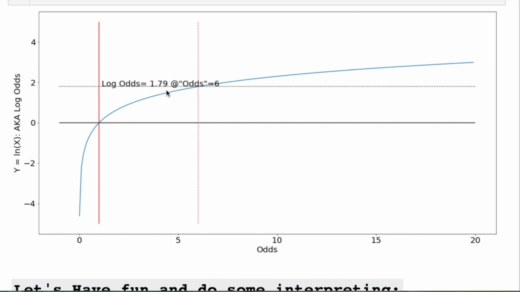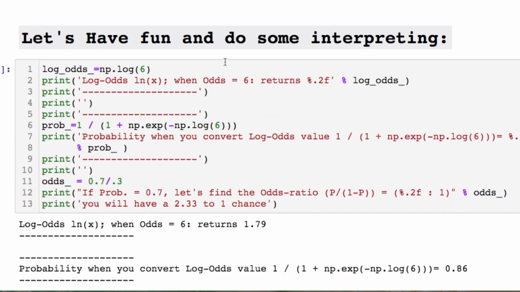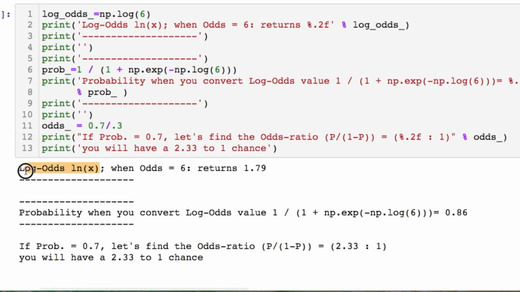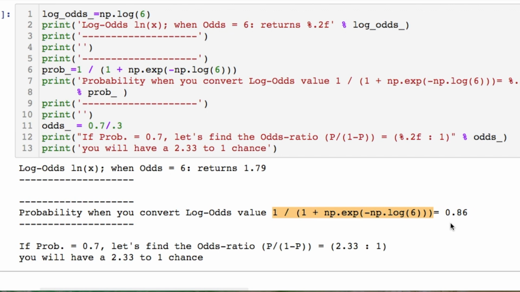But what does that tell me? It doesn't tell me a probability. Well, wait, we can manipulate this and understand this y-axis here. It's denoting that you're taking the natural log of whatever x value from this. And how do we interpret this? If we're taking the log of x, when the odds equals 6, it returns 1.79. When we take the probability, we would say, let's get that log odds and plug it into our sigmoid function, and it returns a probability of 0.86.